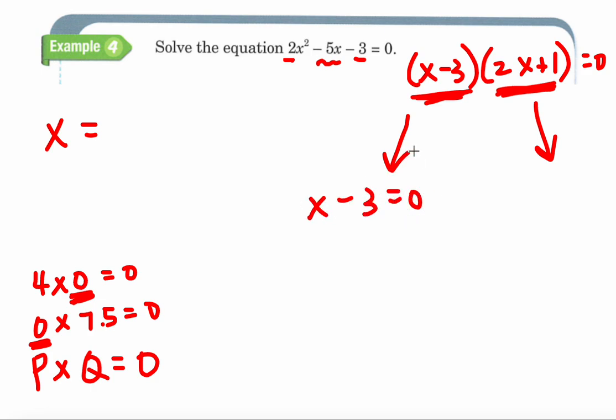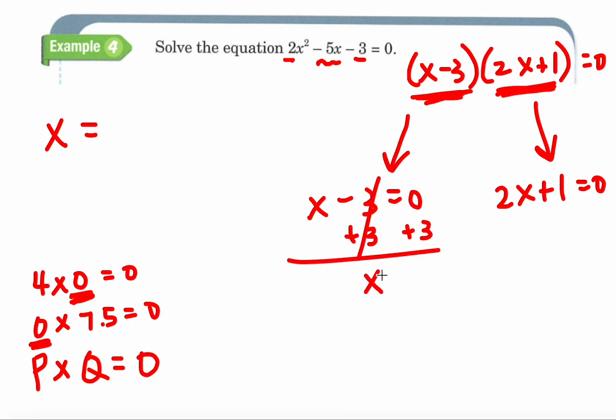X minus 3 equals 0. 2x plus 1 equals 0. I just need to figure out what's a value that will make this quantity equal to 0 or make this quantity equal to 0. Okay, so if x minus 3 is equal to 0, then we're going to add 3 to both sides, and x would have to equal 3. That's my first root. X equals 3.